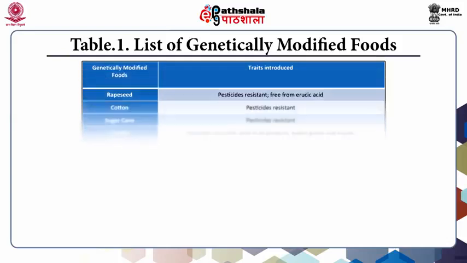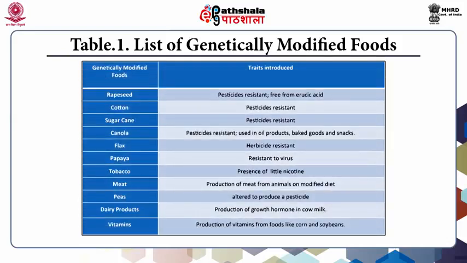Genetic engineering mainly focuses on cash crops, a list of which is being shown here. Like rapeseed, it has been made pesticide resistant, cotton again pesticide resistant. A number of vitamins are being produced by such transgenic crops.